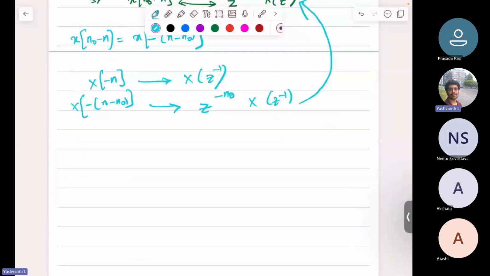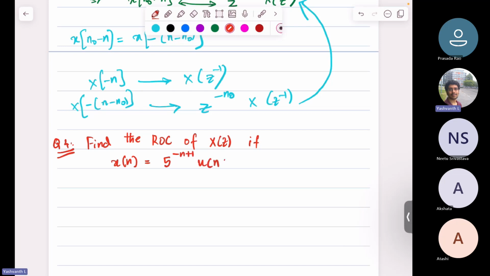Now, the fourth question is as follows. Find the ROC of x of z if x of n equal to 5 power minus n plus 1 times u of n plus 1 minus 4 power n into u of minus n minus 1. Okay, so this is basically the given signal x of n. The question is you need to find the ROC of the z transform of this signal. Okay. Solution.